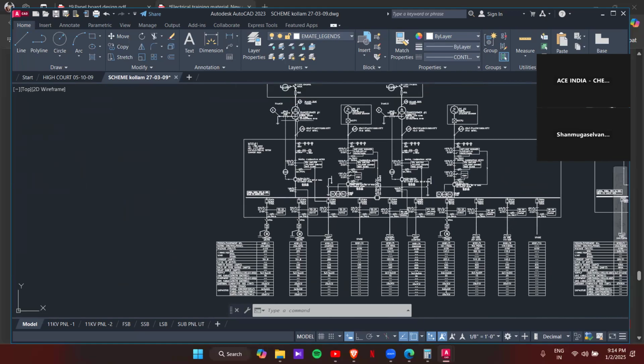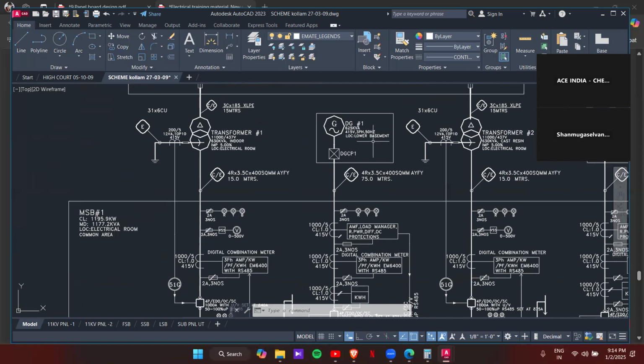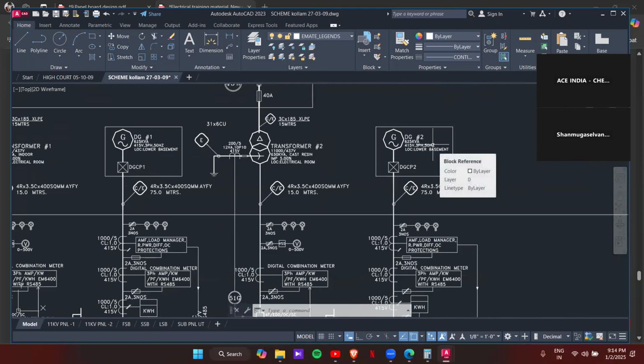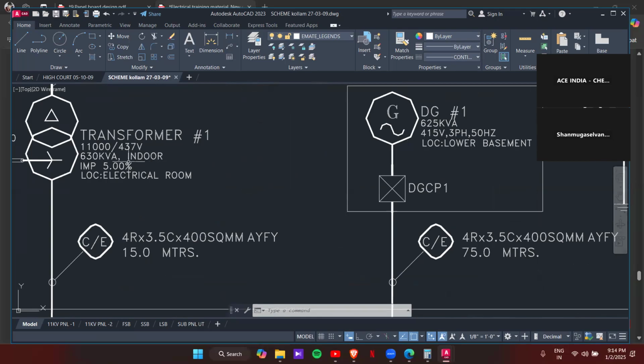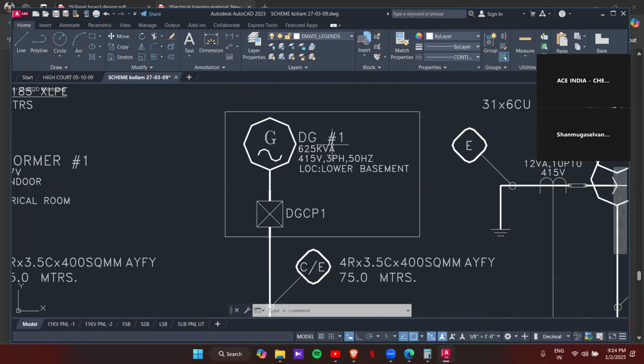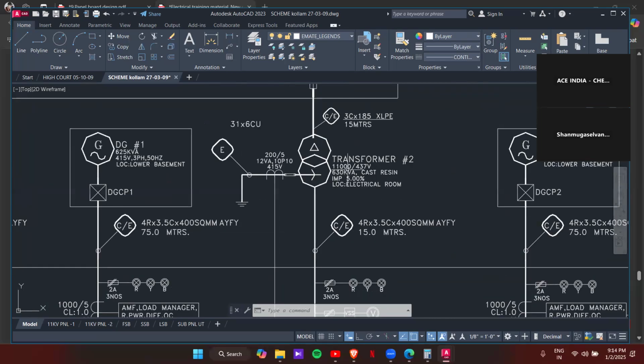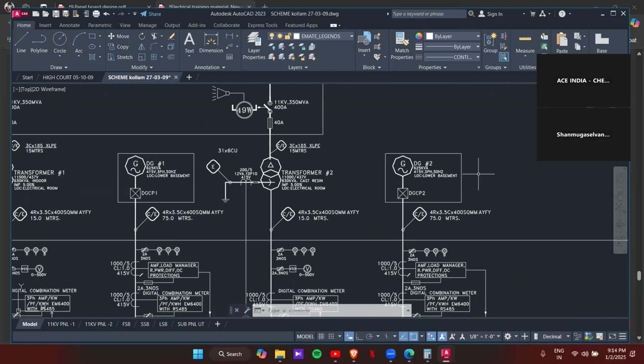Okay, and again, we have two transformers. Transformer 1 is there and transformer 2 is there. Okay, and we have DG also given, DG1 and DG2. So you can see that this one is 630 ampere, this one is 625, again this one is 630, this one is 620. That means these are full backup condition.